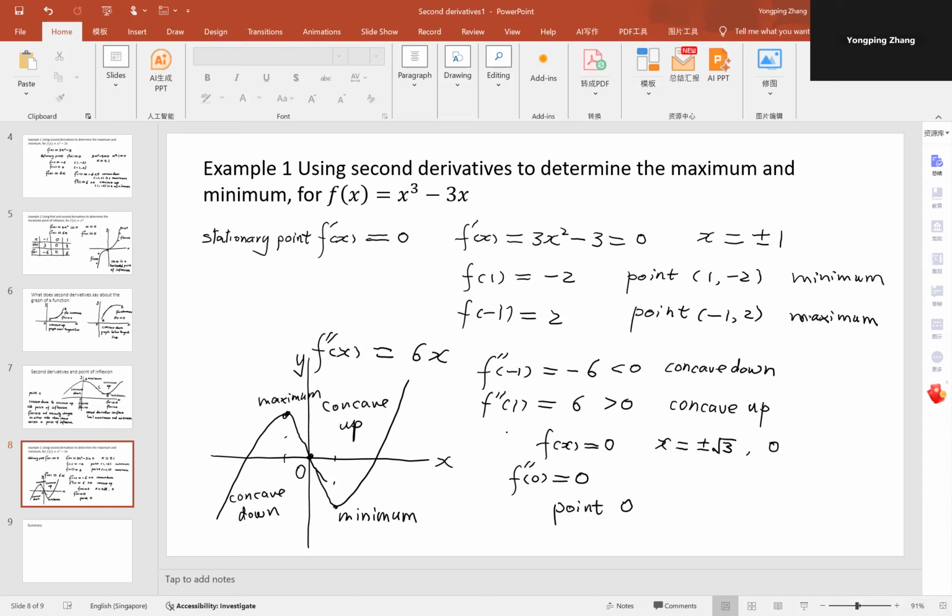At point O, the concavity changes sign from down to up. So point O is a point of inflection.